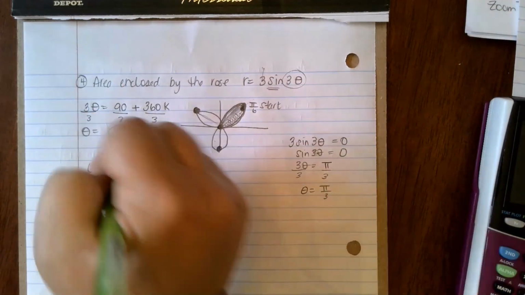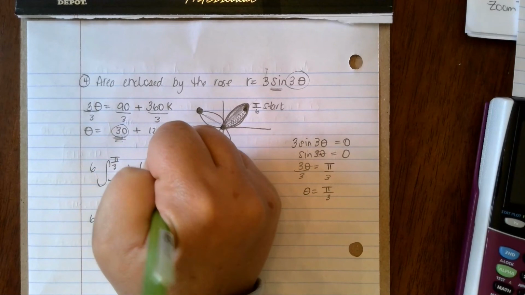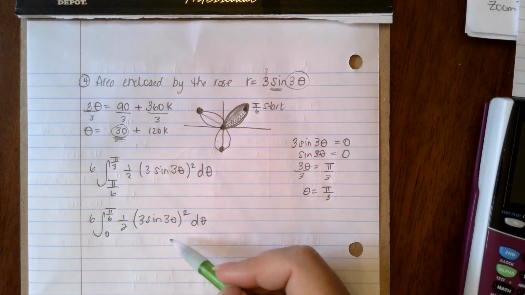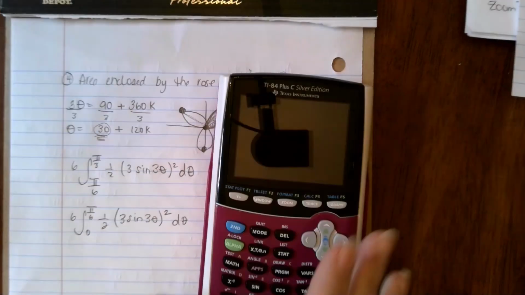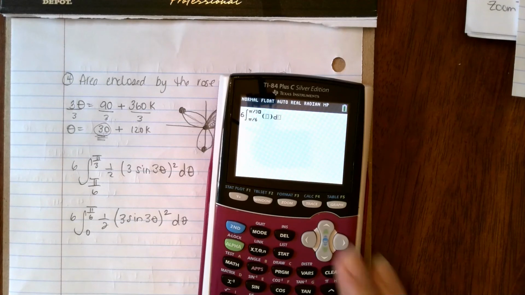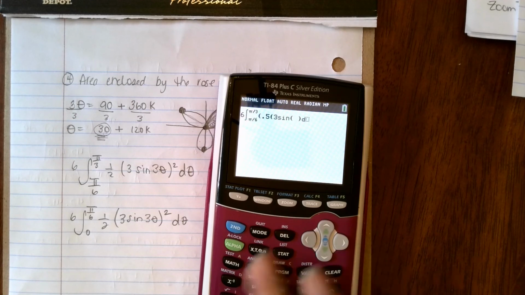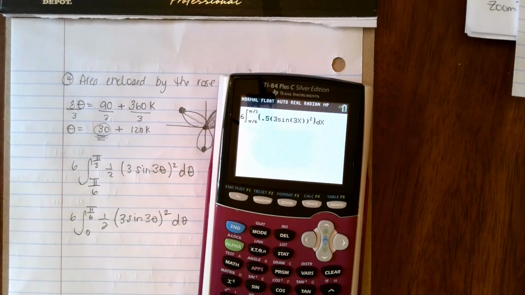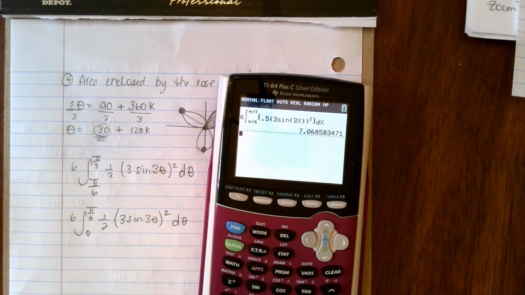So I would argue that when I put these both in my calculator, they're going to give me the exact same answer. So let's check. Let's hope they do. If they don't, we'll be sad and we'll have to figure out why and fix it in the next video. So we're going to start with pi over 6, and we'll go up to pi over 3. And we'll do 0.5 times 3 sine 3x quantity squared. Don't forget your double quantity. And you get 7.069.